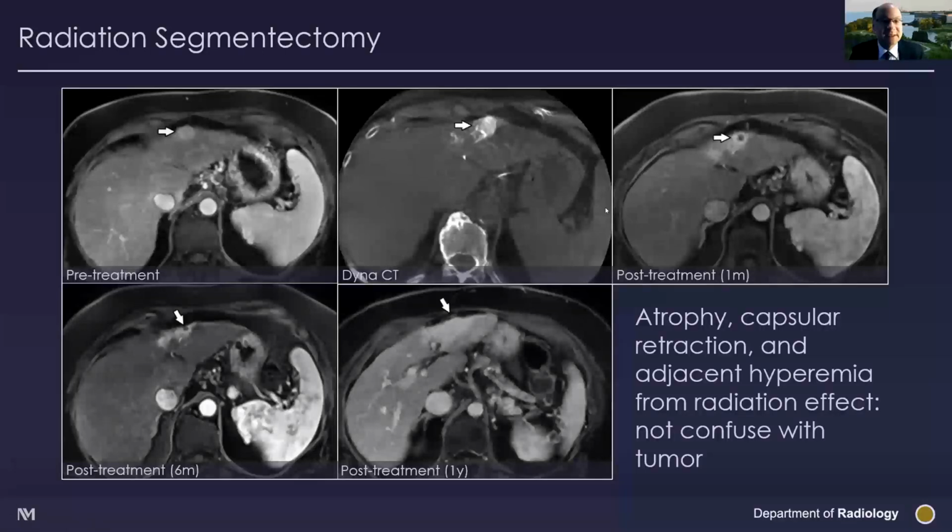Here's an example of radiation segmentectomy pre-treatment. You can see the lesion. You can see it's nicely targeted. I want to emphasize looking at the DynaCT when you're reading these studies. Post-therapy, you can see it's certainly about the same size maybe, but there's rim enhancement, but now it's necrotic. That's showing that there's been a good response. 6 months later, you can still see that enhancement. That's normal, the perilesional enhancement. Even a year later, you can see the perilesional or even what appears to be the lesion enhancing, but it's clearly a great response. You no longer have any tumor at that level.